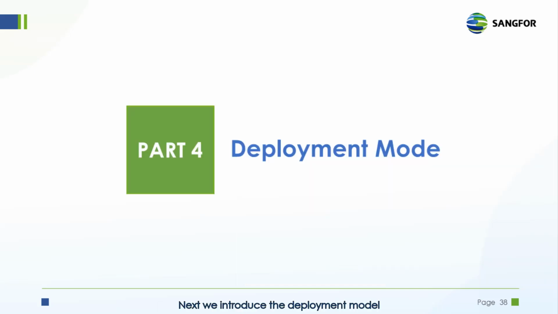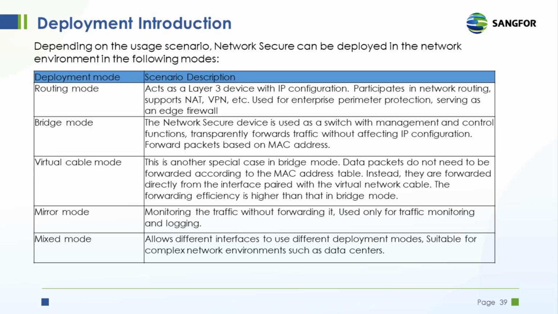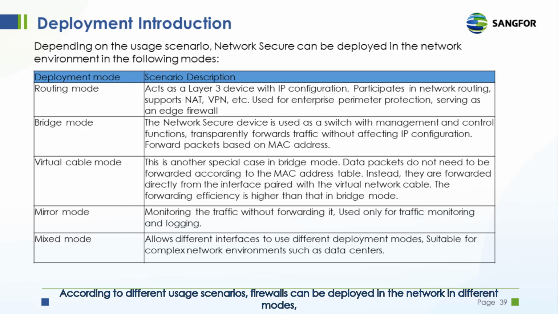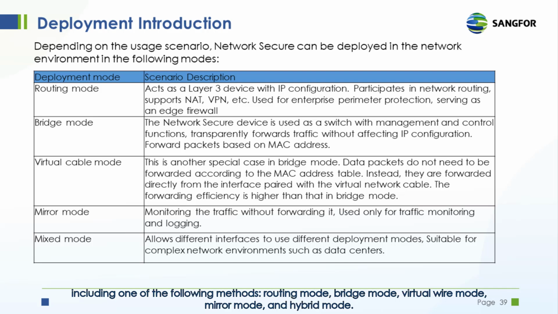Next, we introduce the deployment model. According to different usage scenarios, firewalls can be deployed in the network in different modes, including one of the following methods: routing mode, bridge mode, virtual wire mode, mirror mode, and hybrid mode.